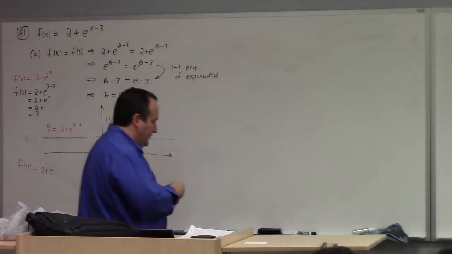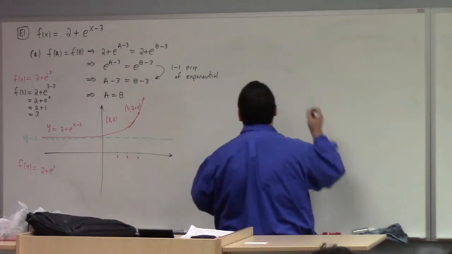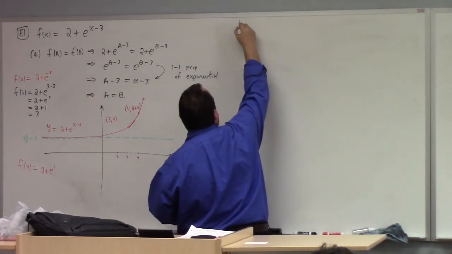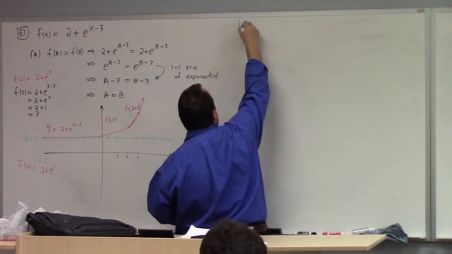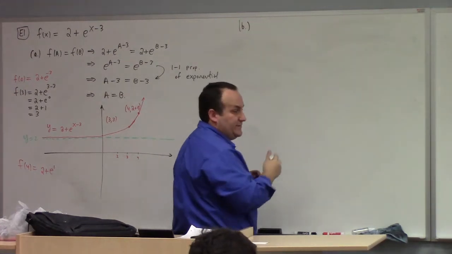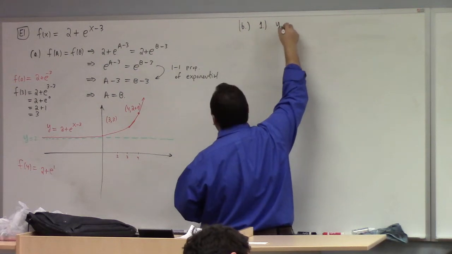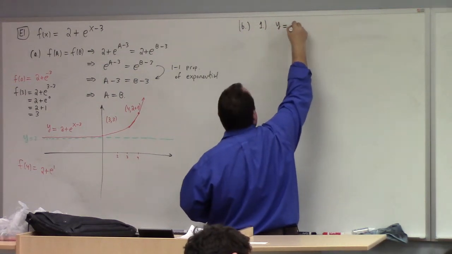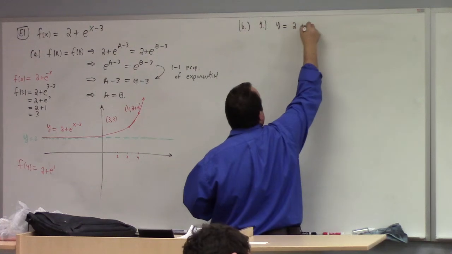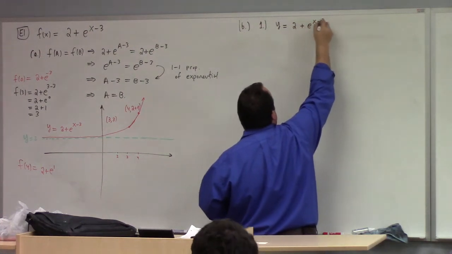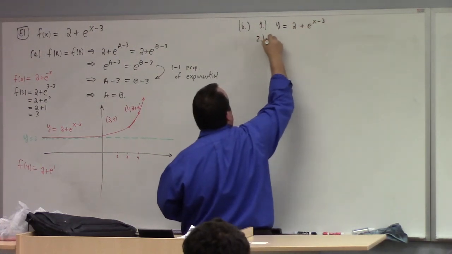So for part B, we're supposed to do what? Find the formula. So that's that 4-step process, remember? Step number 1, we write y equals the formula. So the formula here, 2 plus e to the x minus 3, right? That's our starting point. Step number 2, solve for x.